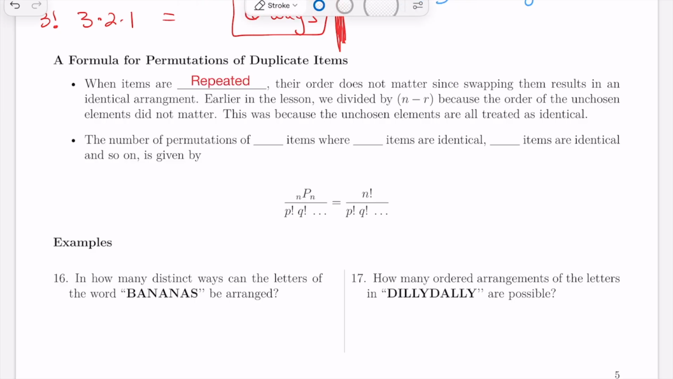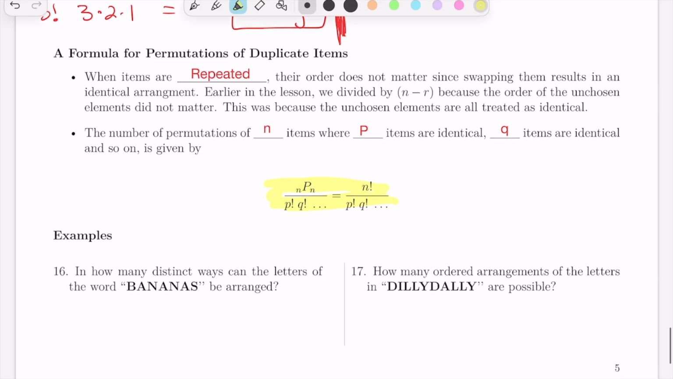So when items are repeated, their order doesn't matter. You can swap things around, and it's still an identical arrangement. Earlier in the lesson, we actually divided them out because we said they don't matter. So this is the same thing we're going to be doing here. The number of permutations of n items where p items are identical and q items are identical and so on can be solved just with this formula here. Let's jump right into using it though.